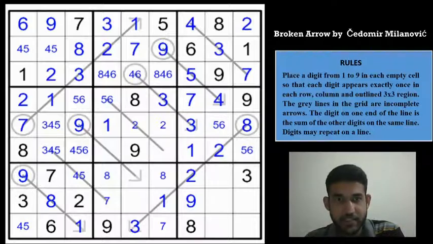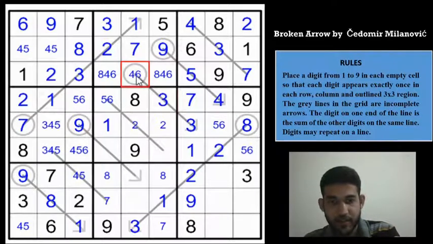So this has to be 6 now to satisfy the arrow part. 3 plus 3 is 6, and these two cells must be 4 and 8, right?